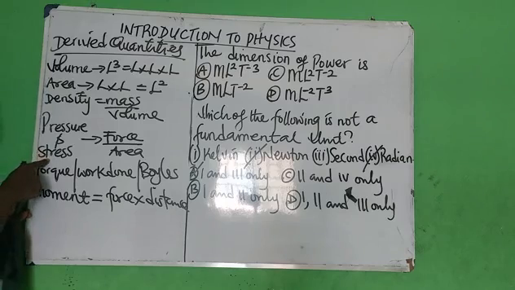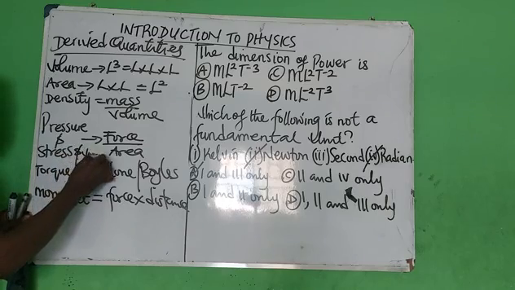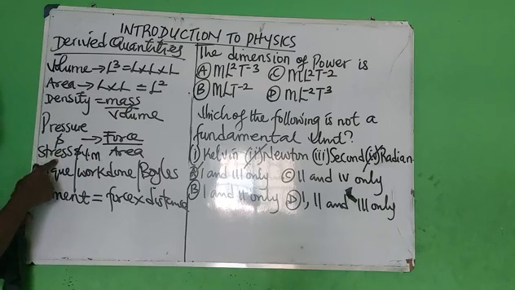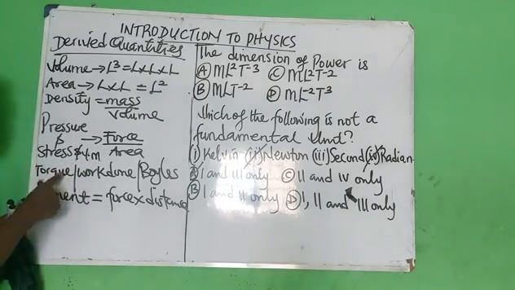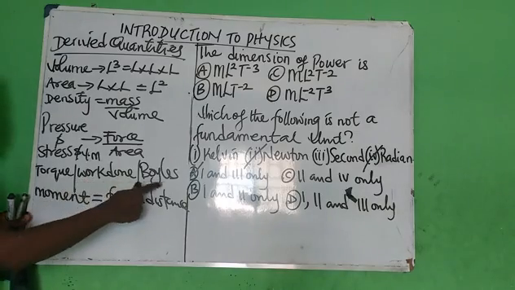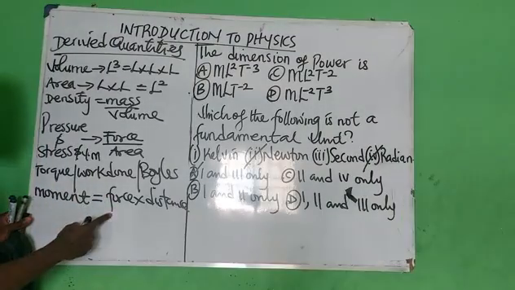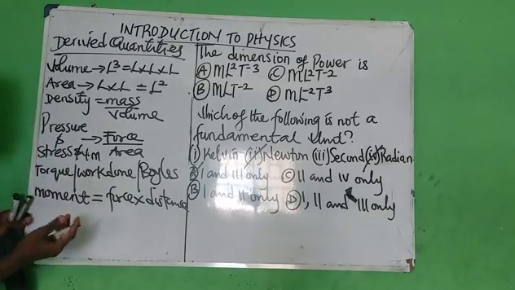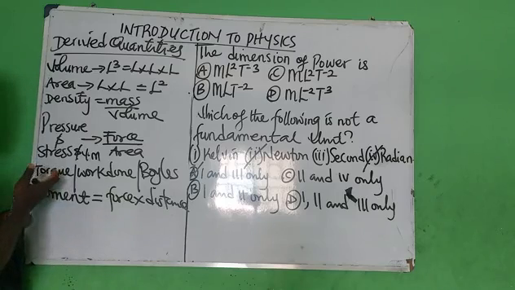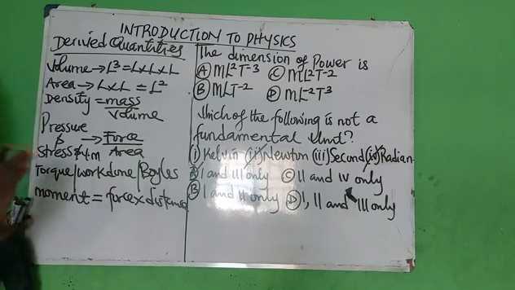Now, this one I just wrote: pressure, stress, and Young modulus. That is Ym. Pressure, stress, and Young modulus have the same dimension. Torque, work done, Boyle's law, moment have the same dimension. Formula: force times distance. They'll ask you which of the following has the same dimension as work done. If you are not given this, you'll be given Boyle's law. Please take note of that.